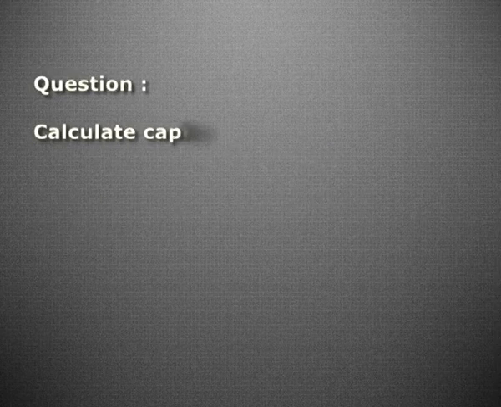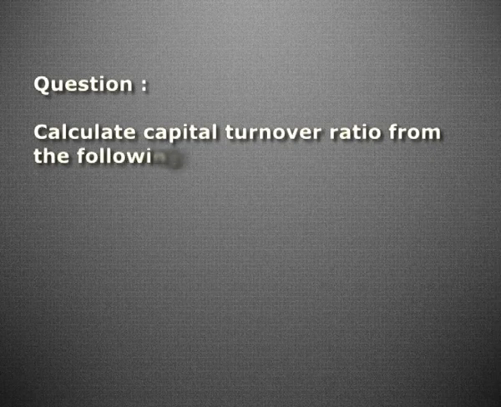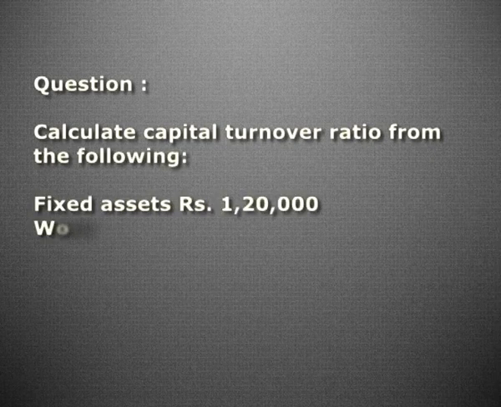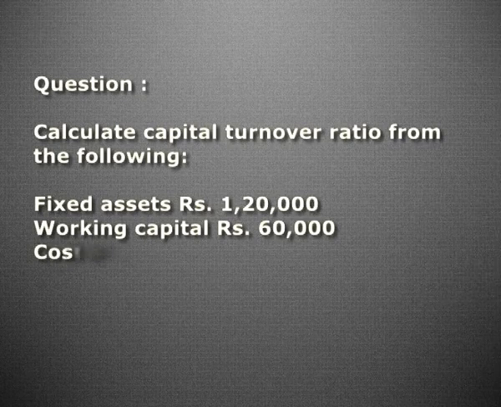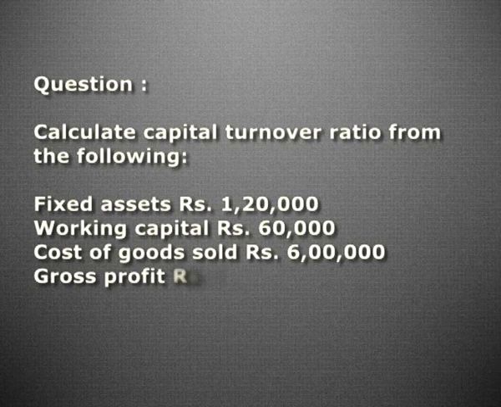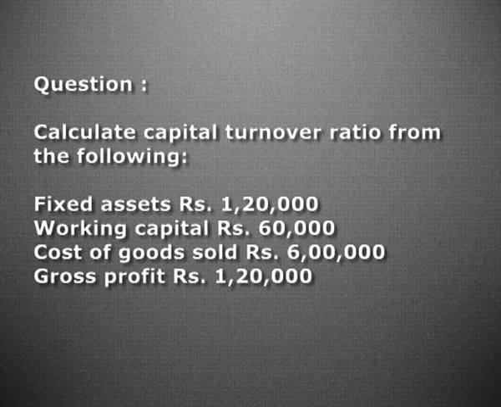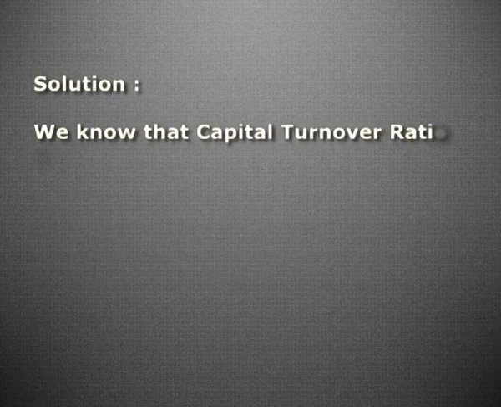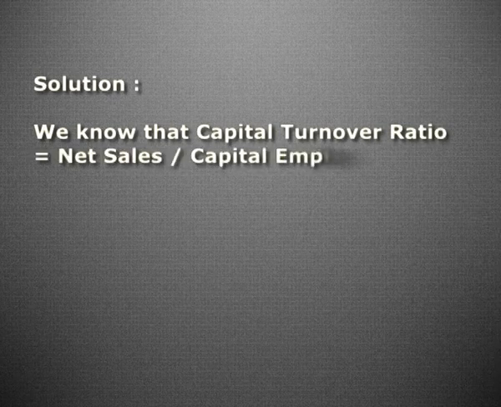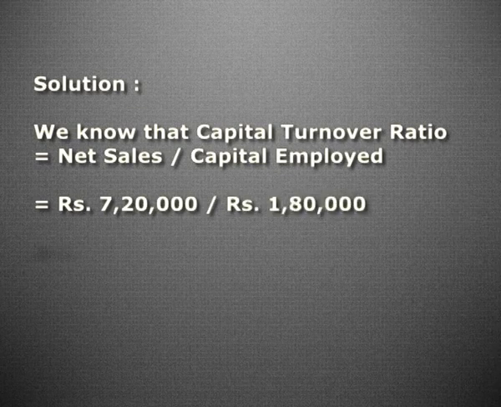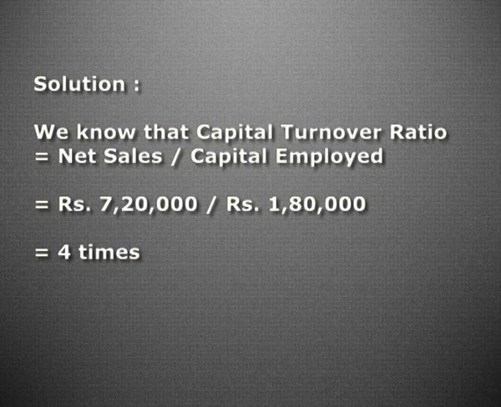Question. Calculate capital turnover ratio from the following. Fixed assets rupees 1,20,000. Working capital rupees 60,000. Cost of goods sold rupees 6 lakh. Gross profit rupees 1,20,000. Solution. We know that capital turnover ratio is equal to net sales divided by capital employed is equal to rupees 7,20,000 divided by rupees 1,80,000 is equal to 4 times.